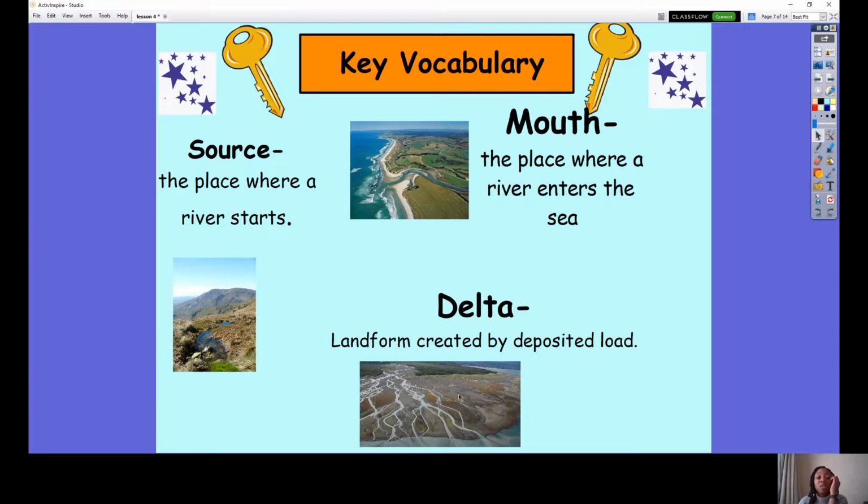You also have delta. Now delta is a landform created by deposited load. So rivers carry lots of sediment, lots of dirt, lots of small rocks, and it can create landform from all the deposits that the river has.